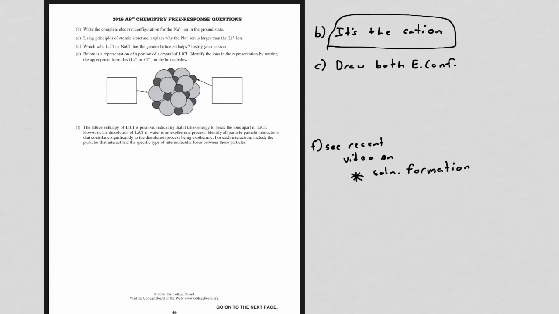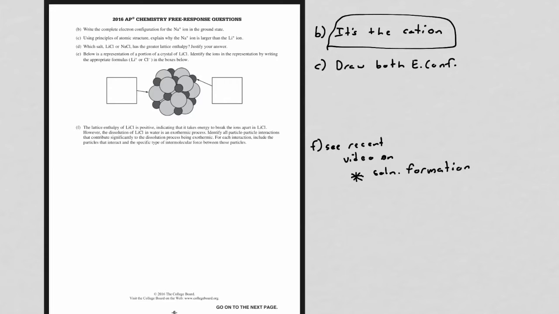And it says, which has the greater lattice enthalpy? So they're talking about lattice energy. They're calling it lattice enthalpy. That means how much energy is released during the formation of the lattice, right? Which one's more stable? If you're going to talk about this and you have to justify your answer, you want to talk about the charges and the radii.